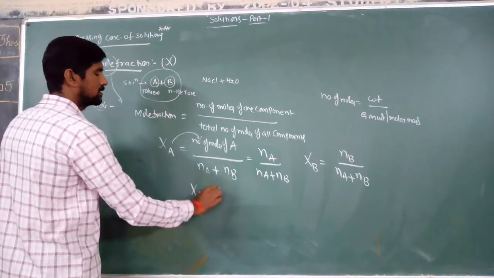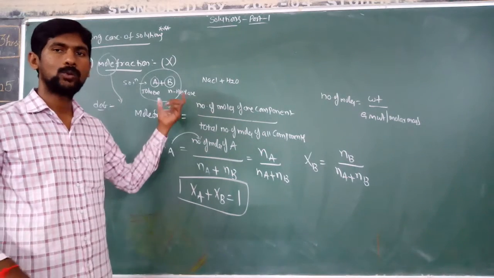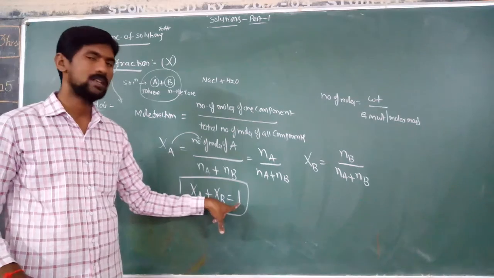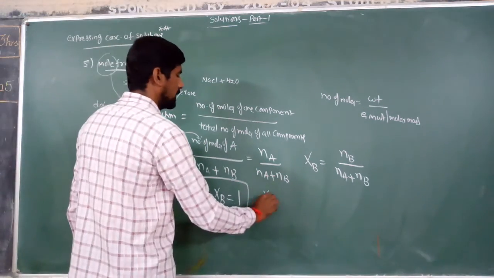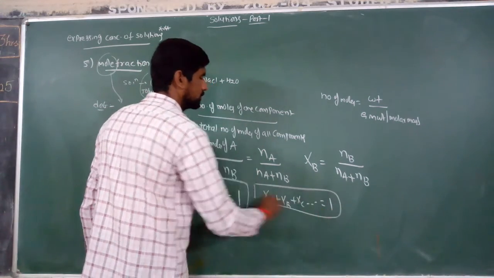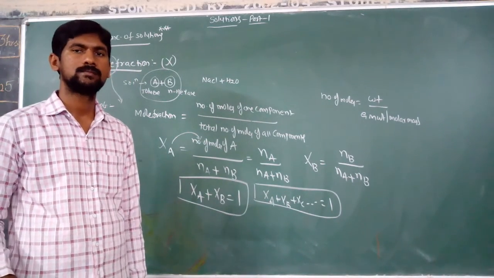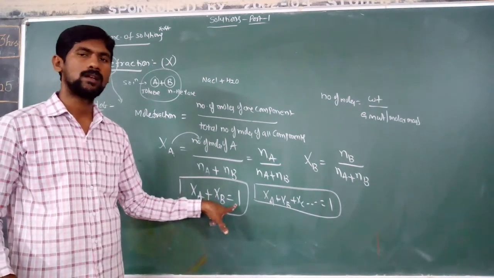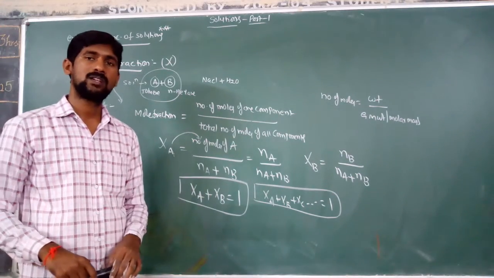Sum of the mole fractions is always equal to unity. Here only two components are there, since it is a binary solution. So mole fraction of A plus mole fraction of B is equal to 1. For example, if a solution contains more than two components, XA plus XB plus XC and so on is also equal to 1. So here with two components, XA plus XB is equal to 1. In this lesson, you will meet only binary solutions.